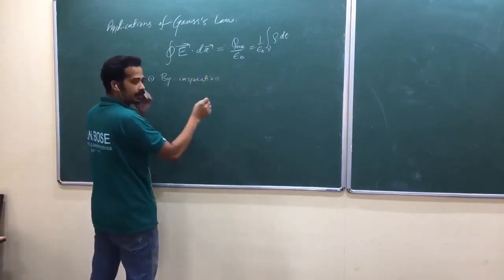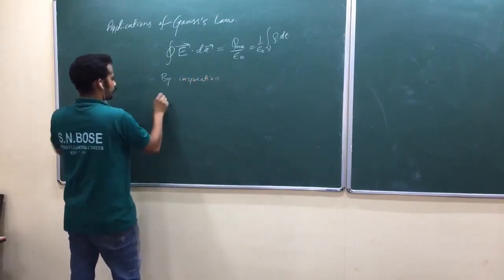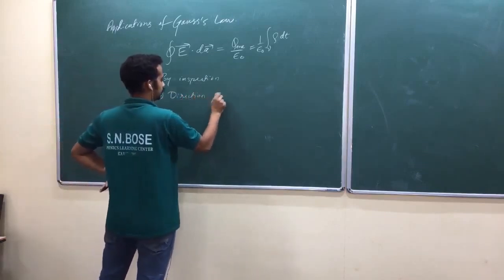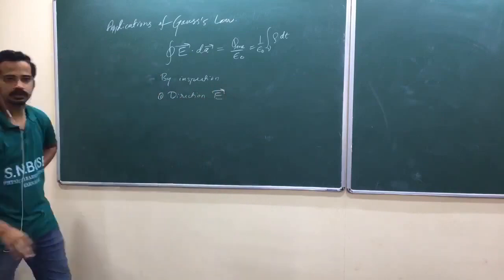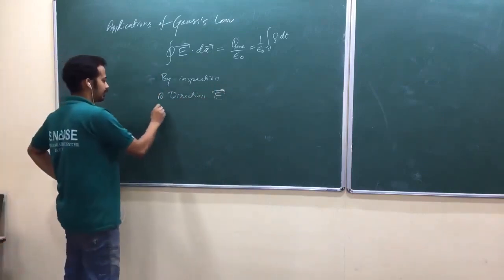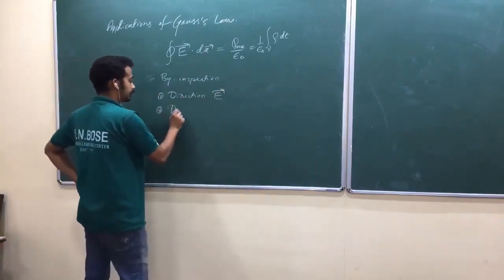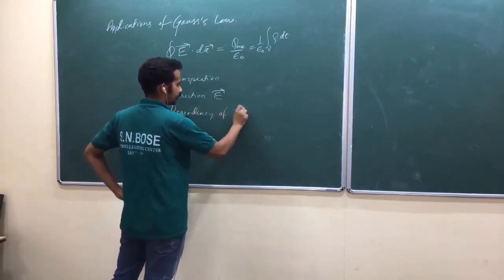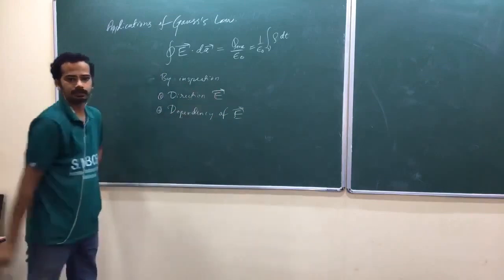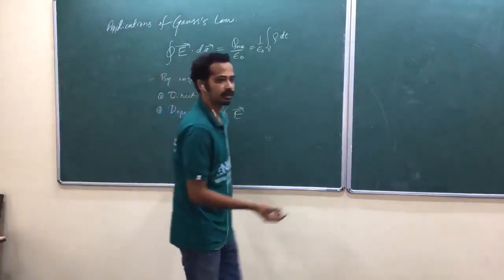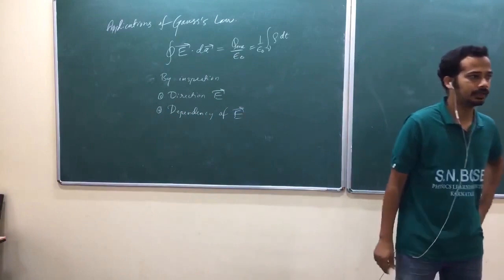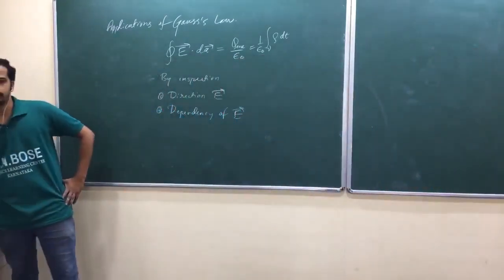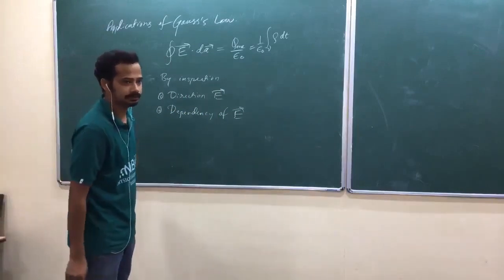Am I right? So you have to judge. First, you have to judge the direction of the electric field. Second, the dependency of the electric field. I mean the dependency of the magnitude. If you take Cartesian coordinates, whether it depends on x, y, z like that. In polar coordinates, r, phi, theta like that. Is that okay? You should quote the dependency.